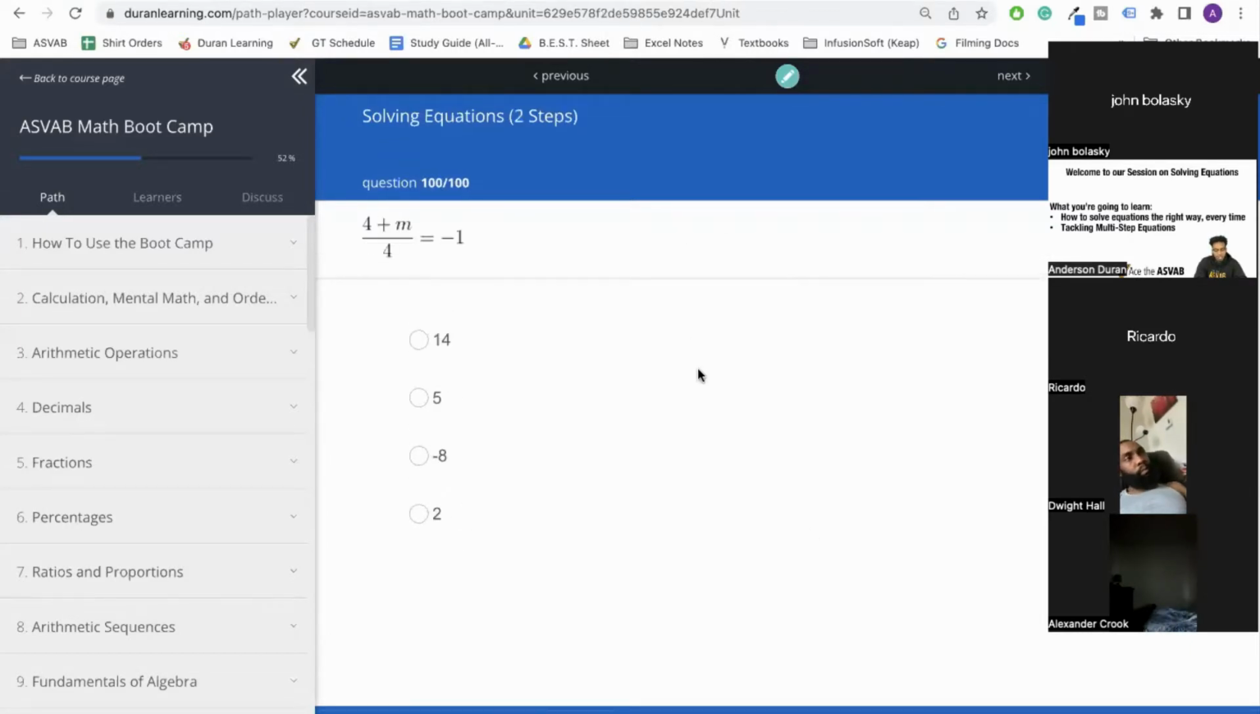And then we just got done with 2 steps right over here. So here we have 2-step equations, and then we're going to be adding multi-step equations, systems of equations, inequalities, all of it. It's all coming in. That way you have videos for it, worksheets for it, and timed practice.